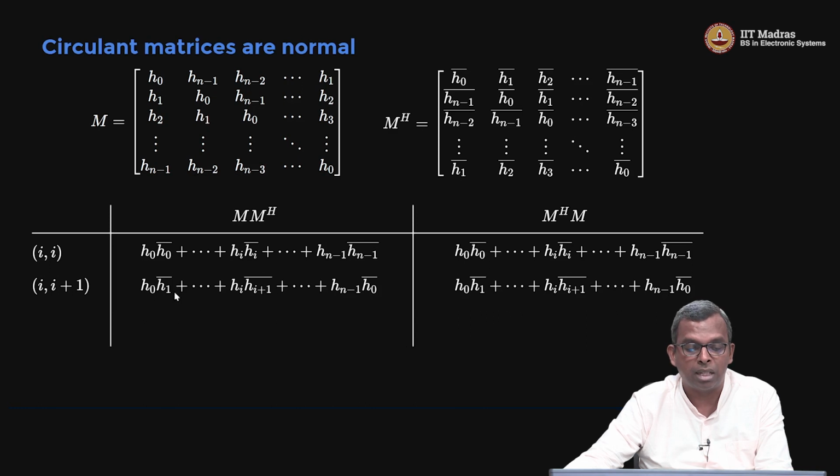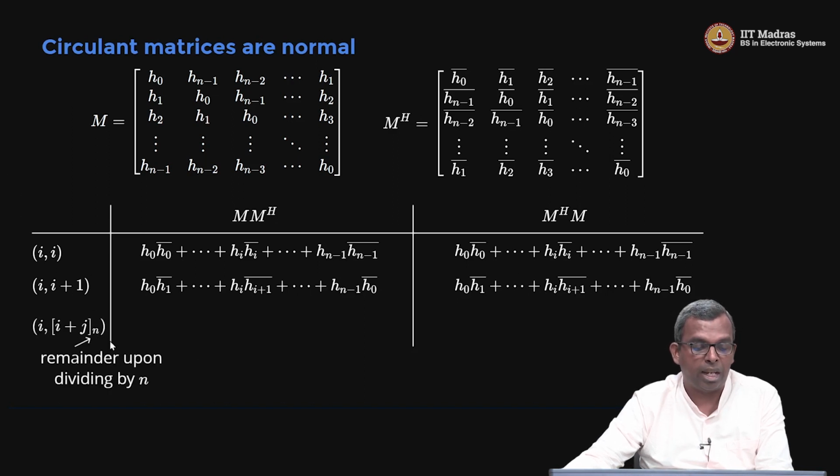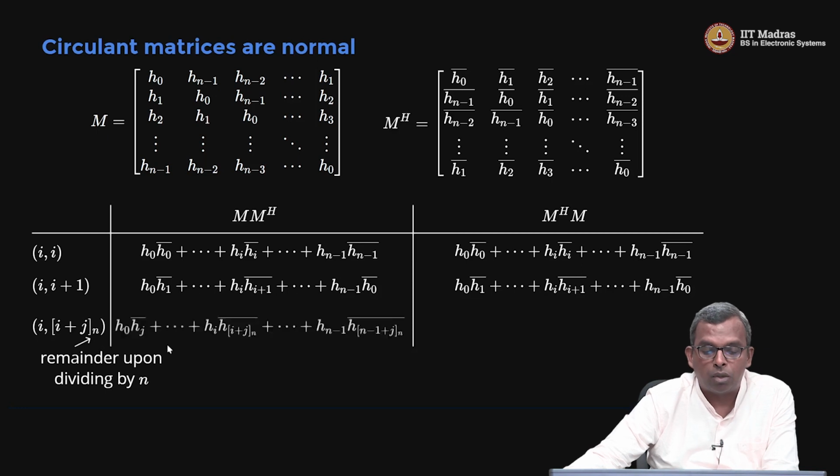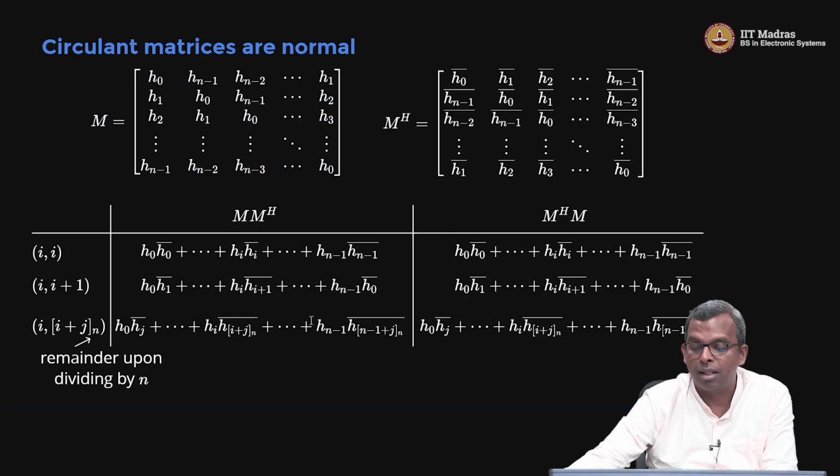You get this: h0 h1 bar, and so on up to hn minus 1. Of course, there's no hn. hn is the same as h0, so it becomes h0 bar. Both of these are exactly the same. So you can push this to i, i plus j. Of course, I have to do i plus j modulo n, as in I have to take the remainder when I divide by n, so I will denote that with square braces n. If you do that, you will see that this expression and this expression are the same. I'm not going to go into detail. You can check that this will also be exactly the same.